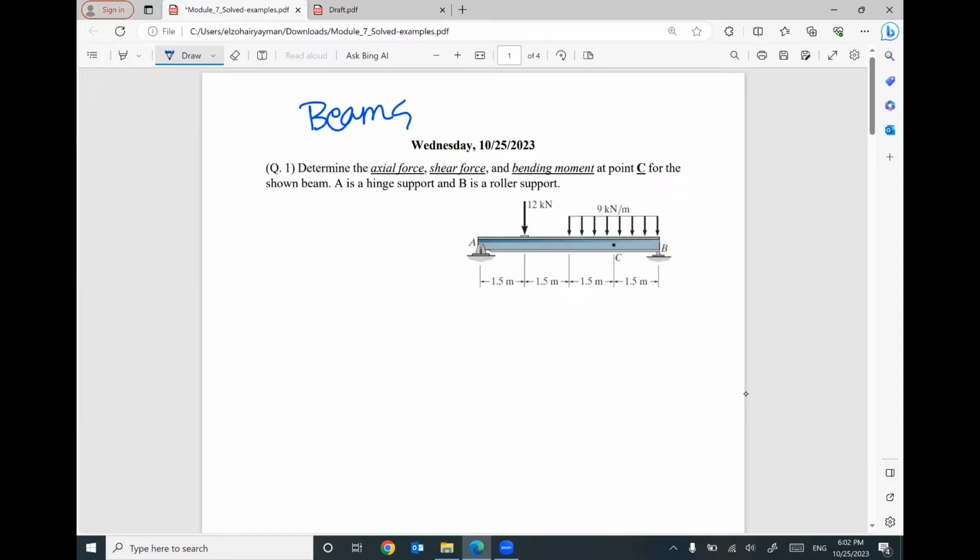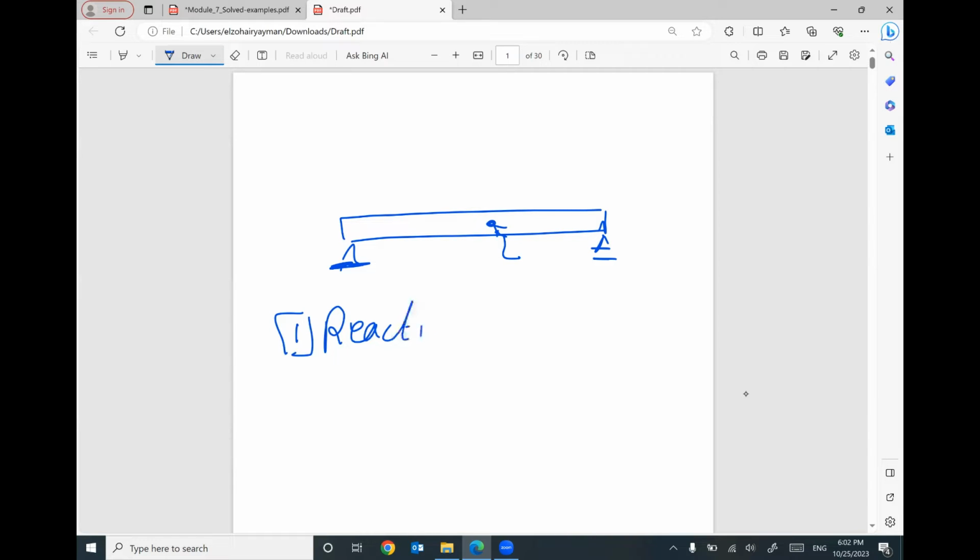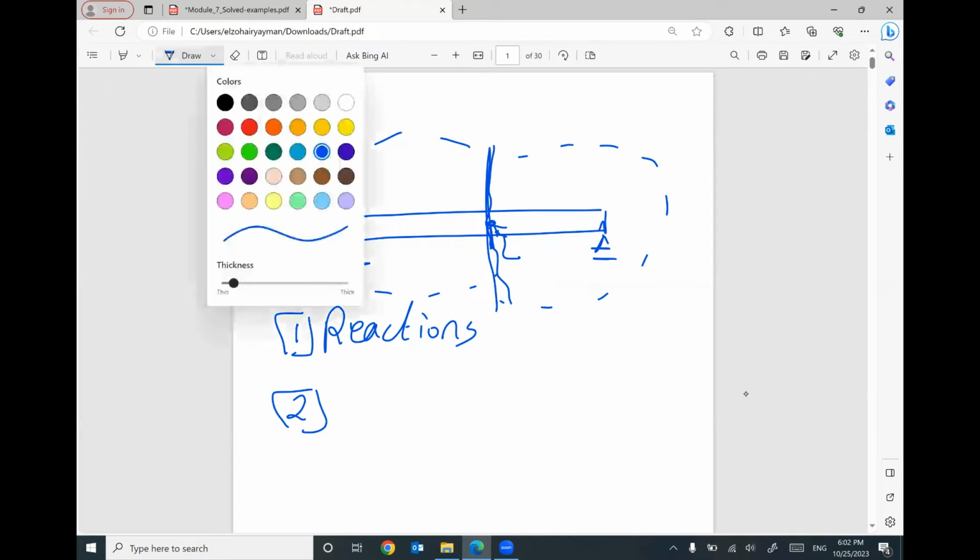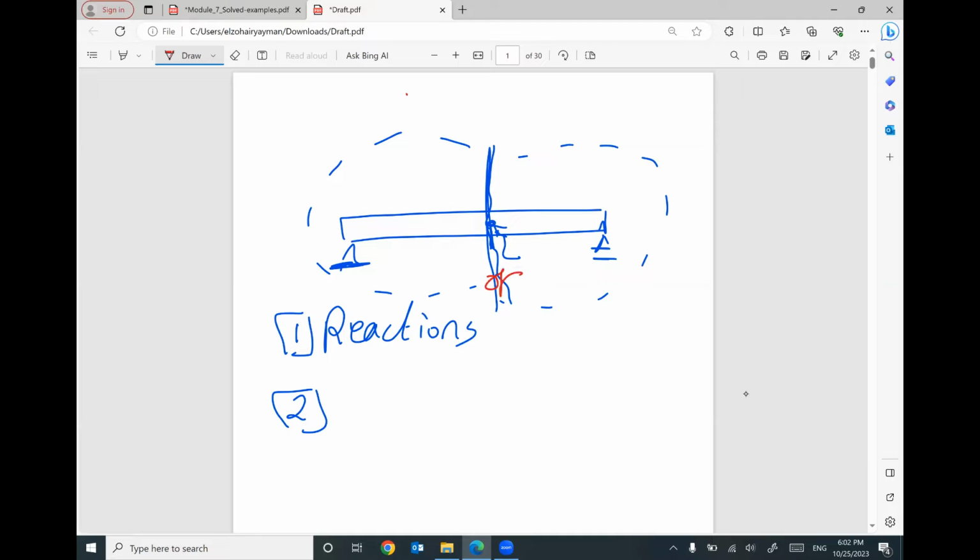What I covered last meeting, just to give you a hint: if we have a beam supported by supports, whatever the type of supports, and I'm looking for the value of the internal forces at a specific point. First step, I have to calculate reactions. Second step, I have to do a cut at this specific point. This cut will divide your beam into two parts, one on the right and one on the left. Which part I'm going to use is up to you, this one or this one.